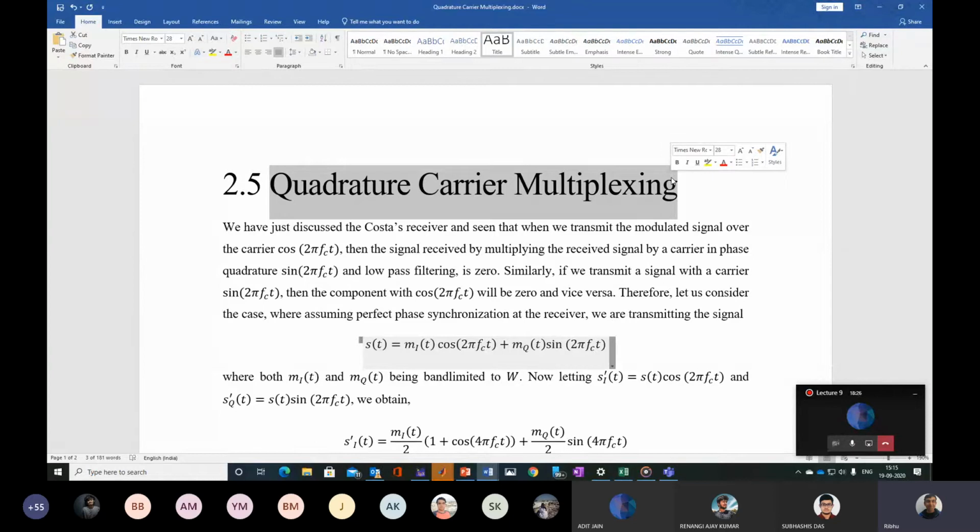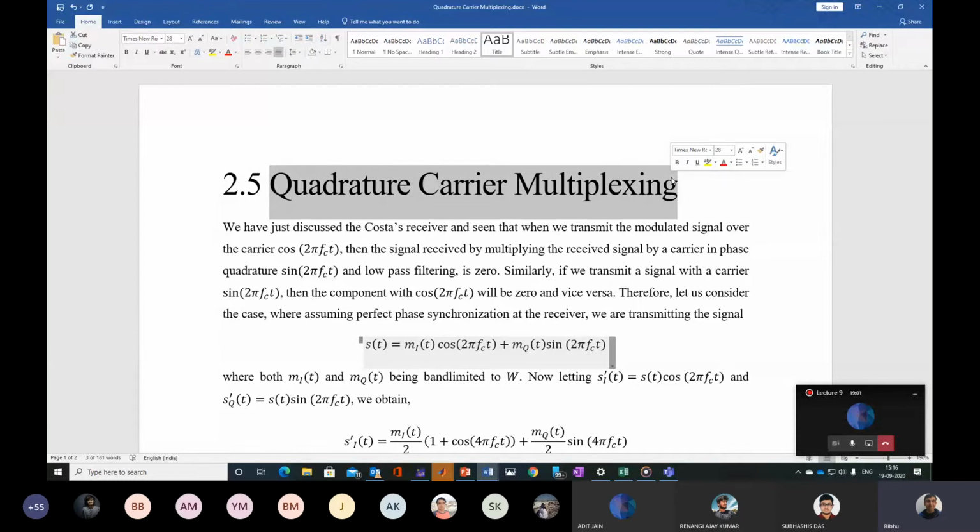the cos 2 pi fct carrier, which is the in phase carrier, or the quadrature carrier, which is sine 2 pi fct. The only thing that you require over here is a precise phase synchronization between the transmitter and the receiver, so that you don't get errors like the ones you got earlier, or the ones that prompted us to use Costas receiver. Because here again, the Costas receiver won't work.